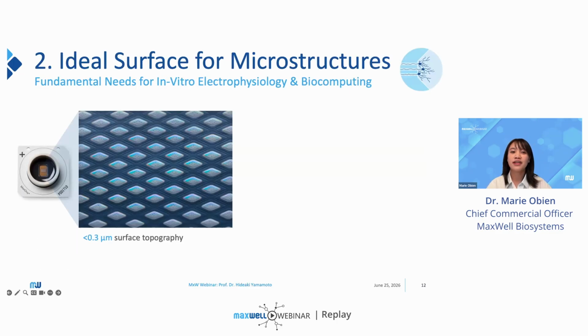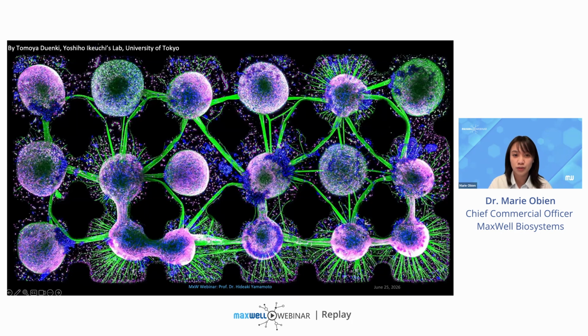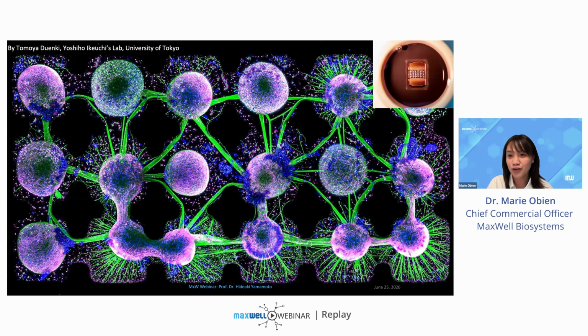The second need for in vitro electrophysiology and biocomputing is an ideal surface for microstructures. And here, our MaxOne Plus chip has a 0.3 micrometer surface topography that allows us to place really nice structures and make sure that all of the axonal projections are just within the structure that you have, similar to what you can see here in this figure. So what you can do with this device is, for example, connect multiple organoids or connect multiple cell cultures together, and then be able to record them using our high-density microelectrode array.